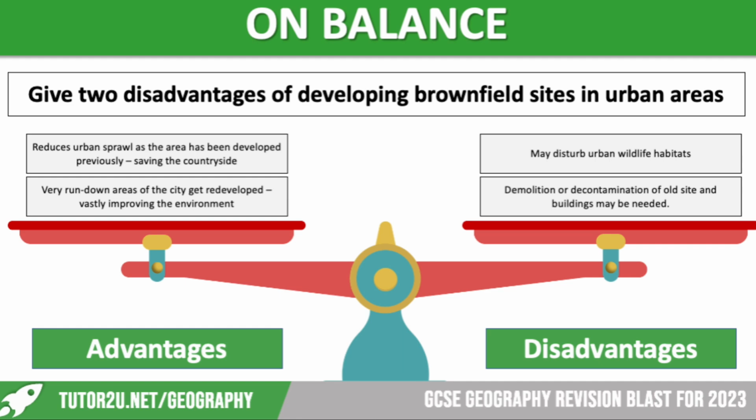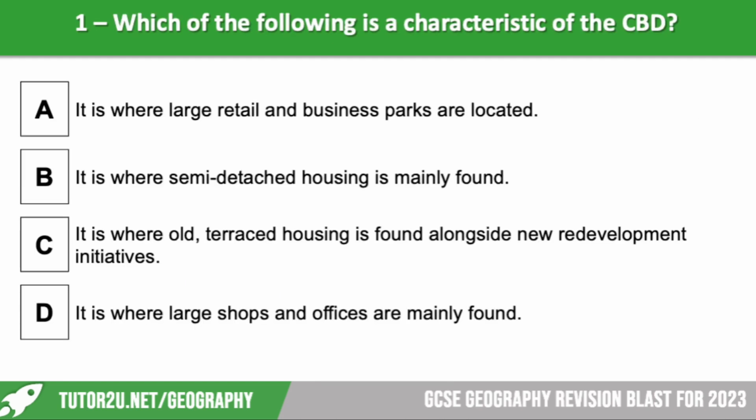Okay, we're going to finish off the session with some multiple choice questions. We have 5. Let's have a look at our first one. Which of the following is a characteristic of the CBD, the Central Business District? A, it's where large retail and business parks are located. B, it is where semi-detached housing is mainly found. C, it is where old terraced housing is found alongside new redevelopment initiatives. And D, it's where large shops and offices are mainly found.